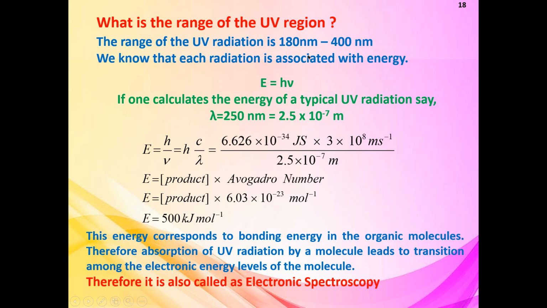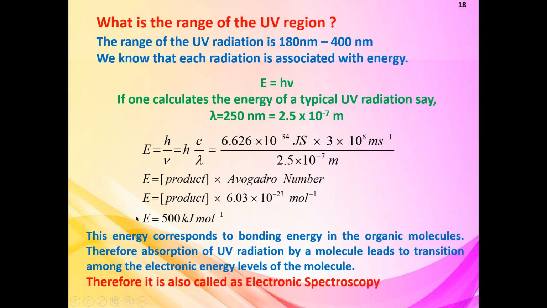Why is only this region selected for the study of molecules? The reason is, you know, E is equal to h nu, where E is the energy, h is Planck's constant, and nu is the frequency of radiation. If any wavelength is selected in this region, for example, lambda equal to 250 nanometers, if you substitute in this formula, then it comes out to be around 500 kilojoules per mole.